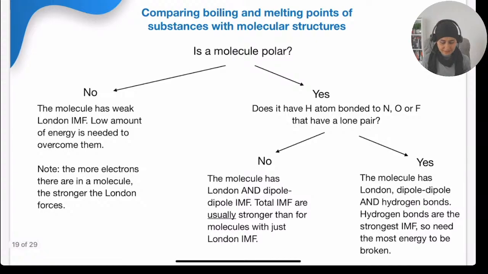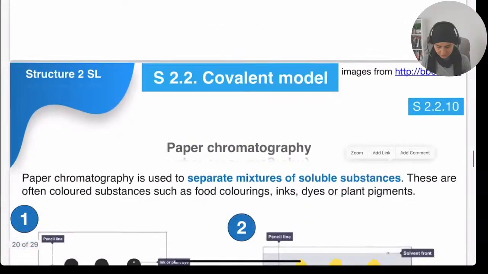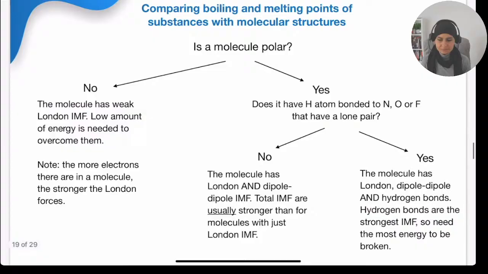Now, I have this flow chart which no one likes, and I don't even know should I talk about it or should I skip it. I will maybe talk about that. So this is a flow chart. Maybe someone will find it useful. I don't know. Let's try. This is a flow chart that allows you to understand how to explain comparison of melting and boiling points of substances with different structures.